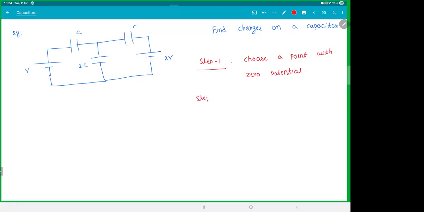Step 2. Find the potential of other nodes with variables. Since you took this as zero, you can find the potential of other nodes. If you can't find them, use some symbols and name the unknown nodes. So if you don't know the potential, call it X and Y. Step 3, apply the junction law.